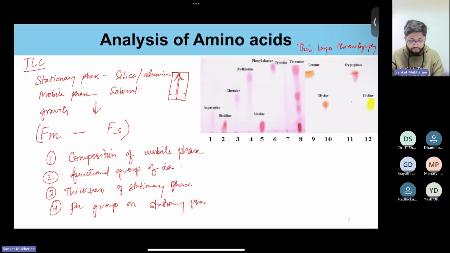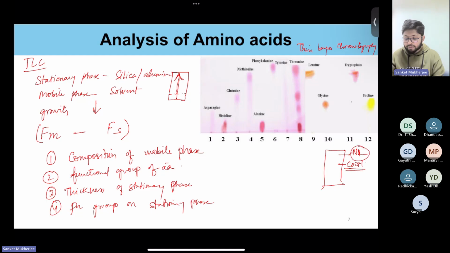So if this is a stationary phase, it has some functional groups attached to it. Could be amines. Is there any question? So that will also influence the movement of amino acids on it. So you can learn about the operations of this technique where there is spotting.